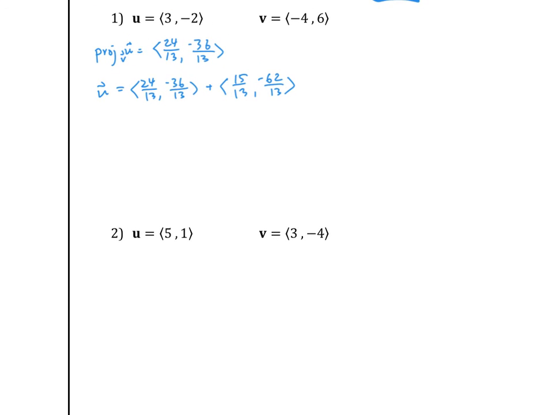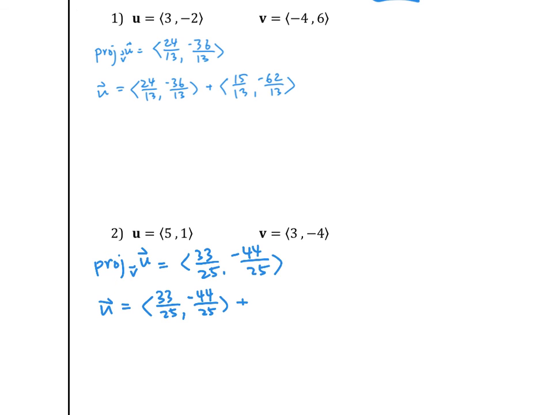Let's have you give that second one a try. For number 2, the projection vector of u onto v is (33/25, -44/25). And then u as a sum of two vectors is the projection vector, (33/25, -44/25), plus the vector (92/25, 69/25).